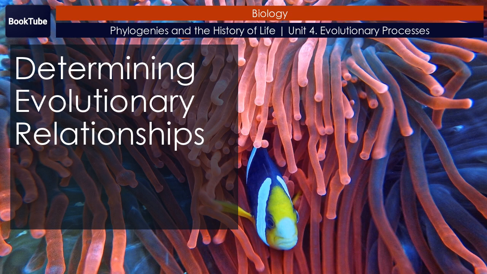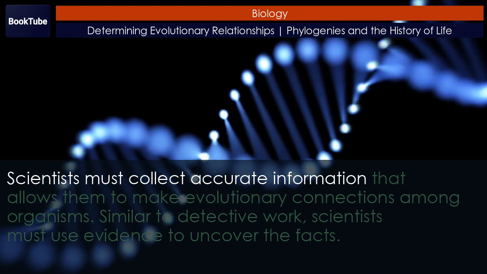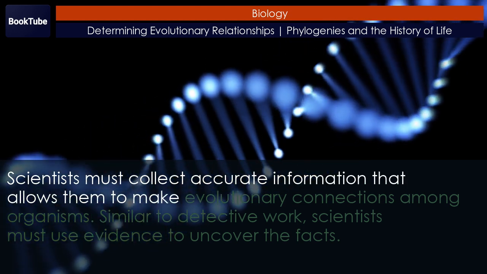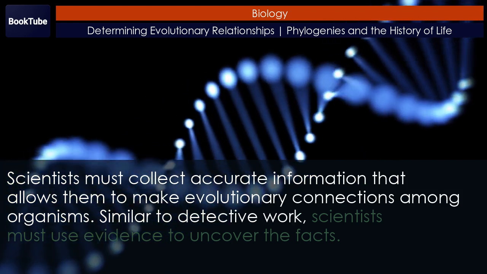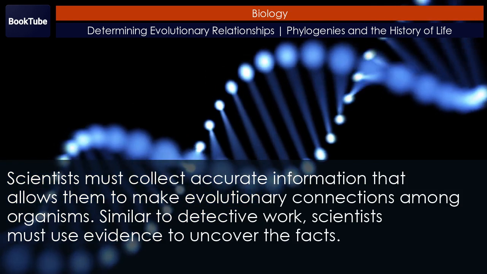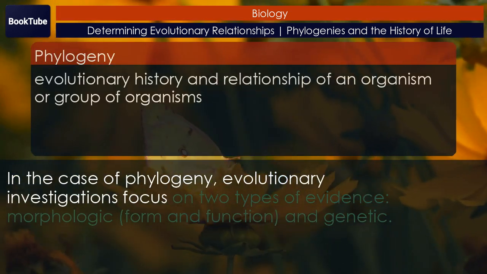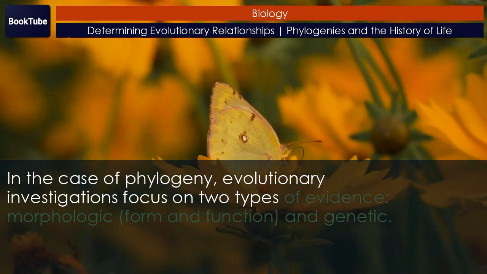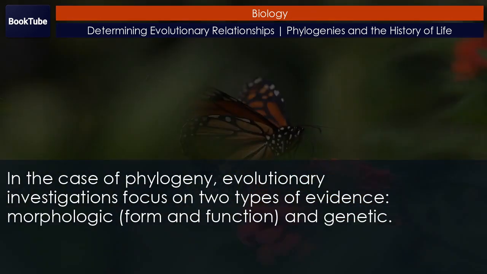Determining evolutionary relationships. Scientists must collect accurate information that allows them to make evolutionary connections among organisms. Similar to detective work, scientists must use evidence to uncover the facts. In the case of phylogeny, evolutionary investigations focus on two types of evidence: morphologic, form and function, and genetic.